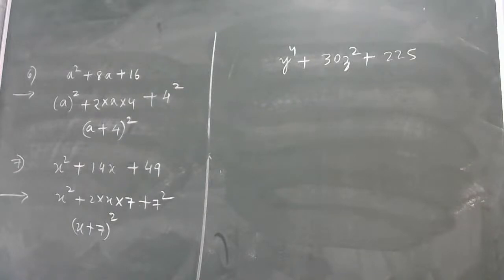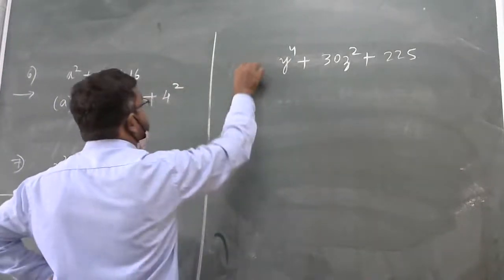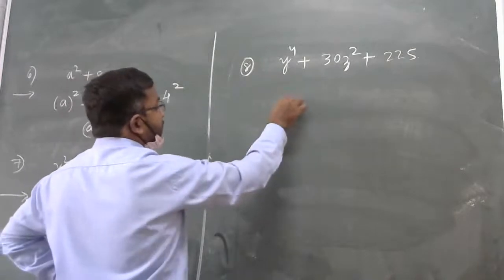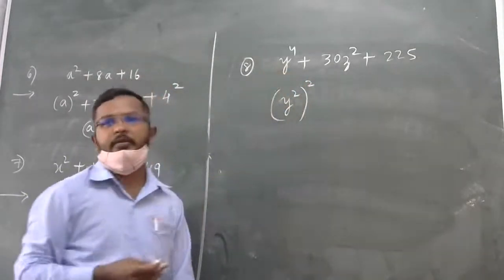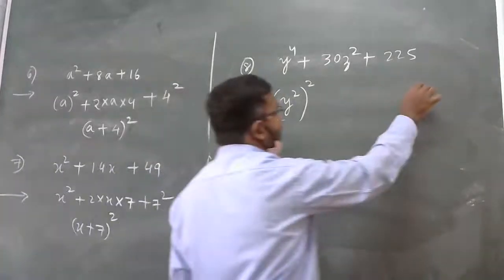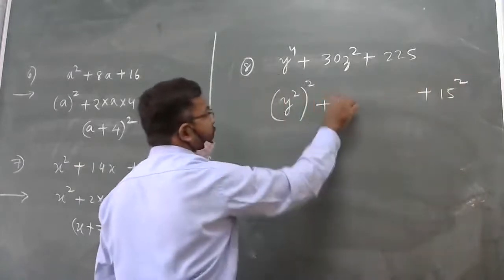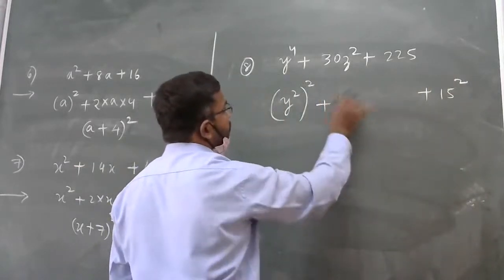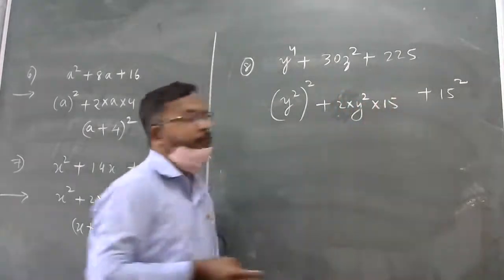What is the power of 4? We can write it as y square whole square. So we have to write this as the square of a number: y square whole square will give y to the power of 4, and 225 is 15 square. And the middle term will be 2 into y square into 15.